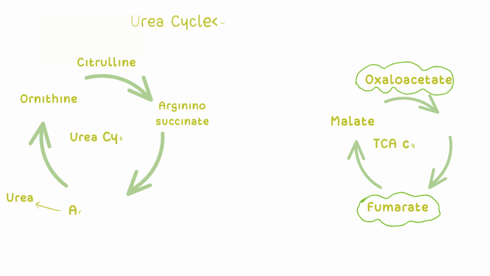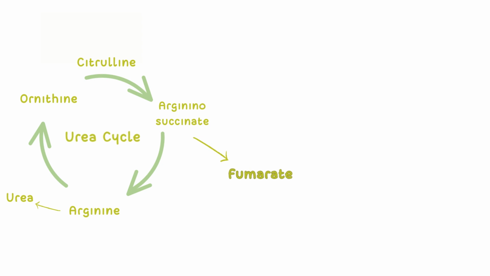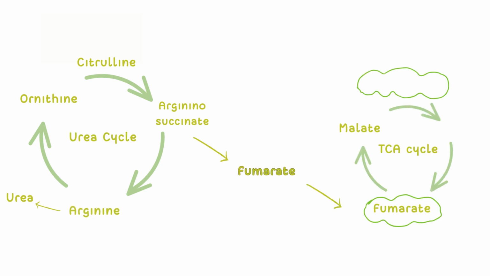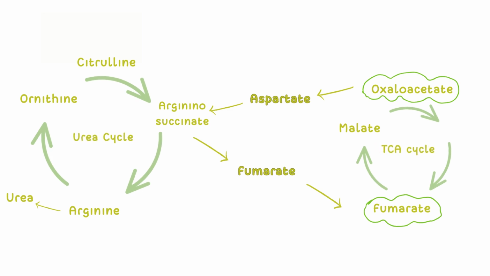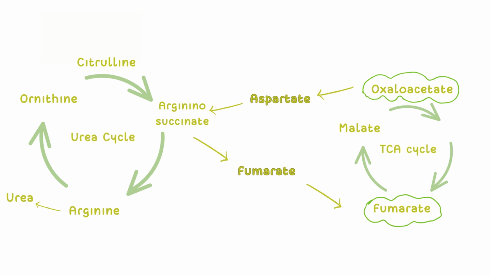The urea cycle and the TCA cycle are two essential metabolic pathways, and they're more connected than you think. The urea cycle produces fumarate, recycled into the TCA cycle, where it helps generate energy through ATP production. Meanwhile, the TCA cycle produces oxaloacetate, which can be converted into aspartate, an amino donor in the urea cycle. This exchange, fumarate to TCA, aspartate to urea, creates a metabolic bridge, linking energy production with nitrogen disposal. Together, the urea and TCA cycles recycle key intermediates, keeping your cells energized and ammonia-free.